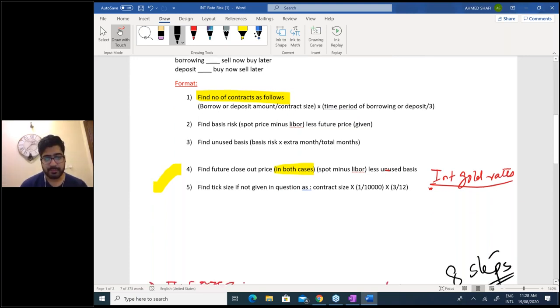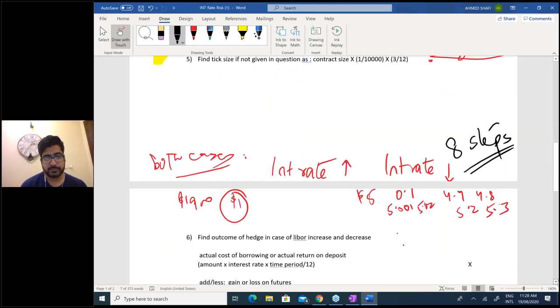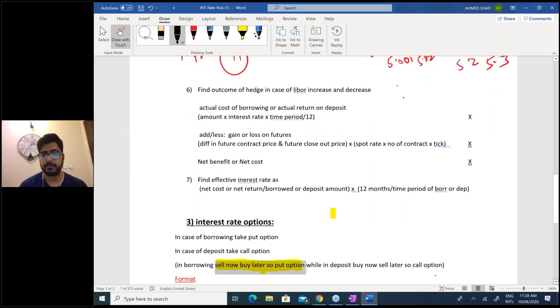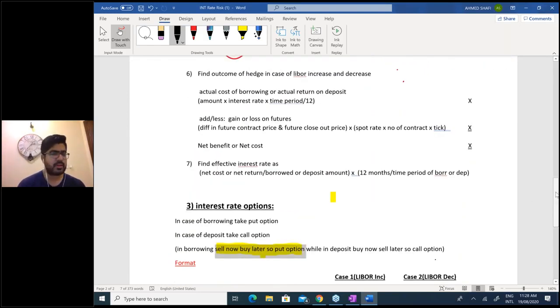Then the most important step, outcome of hedge in LIBOR increase, decrease. You take actual cost of borrowing or return on deposit, it's the same thing, amount into interest rate into time period over 12. Then you need to add or less gain or loss on futures, depending on what is the futures contract price and what price you got, into spot, into contracts, into tick. You get net benefit or net cost. Accordingly add or less them. And then you need to find the effective rate, what is the percentage impact.